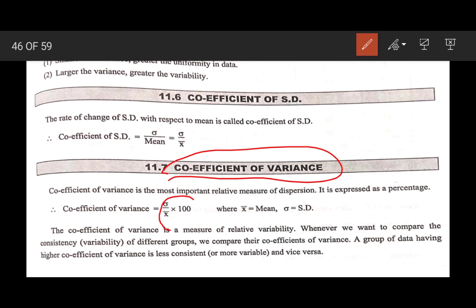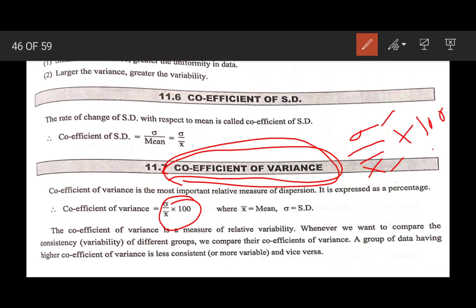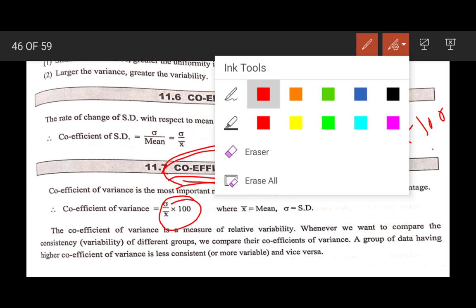So just remember this formula. Coefficient of variance is sigma upon x bar into 100, standard deviation upon mean into 100. Why are we using this coefficient of variance? We use it for comparison purposes. Whenever there are two sets of data, to check which one is more consistent, we use the coefficient of variance.